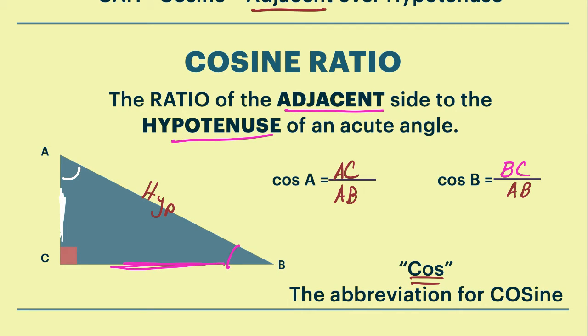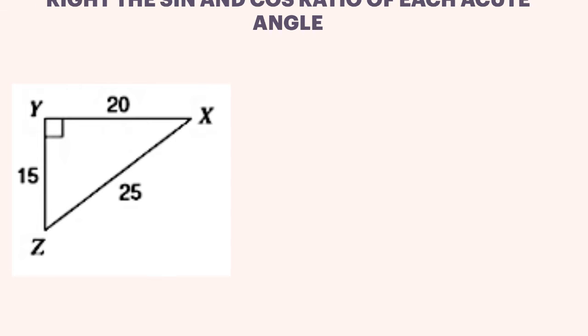Cosine is abbreviated cos, C-O-S. It is adjacent over hypotenuse, so that's the CAH. So we have this little phrase here: SOH, CAH, TOA. SOHCAHTOA is the phrase that many students memorize to remember their ratios. Sine is opposite over hypotenuse, cosine is adjacent over hypotenuse, and tangent is opposite over adjacent. Let's go ahead and apply these things.